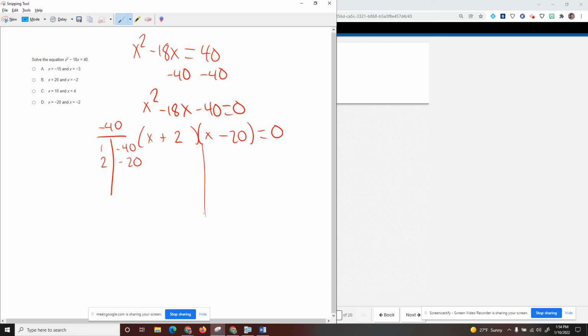Once I have the factors, though, in order to get the solutions for the actual question here, you have to set the factor equal to 0. So x plus 2 equals 0, subtract 2, and you get x equals negative 2.